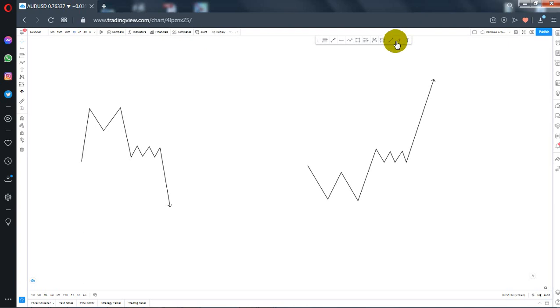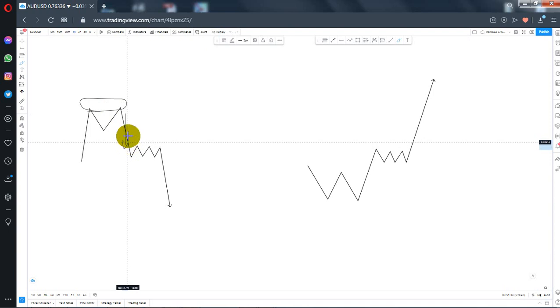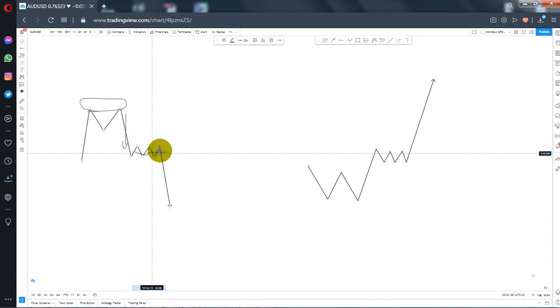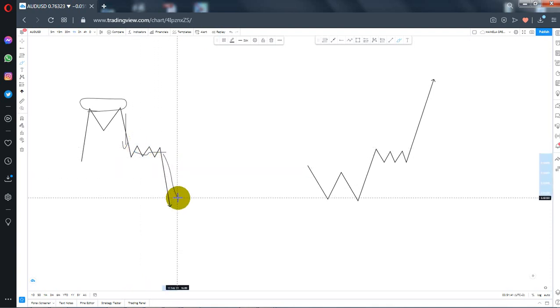As you can see on the first scenario, we had the rejection at the high point. Then the market gave us what? A very beautiful drop. Then they started to consolidate. Once they start to consolidate, they are forming a base. Then they continue going down.